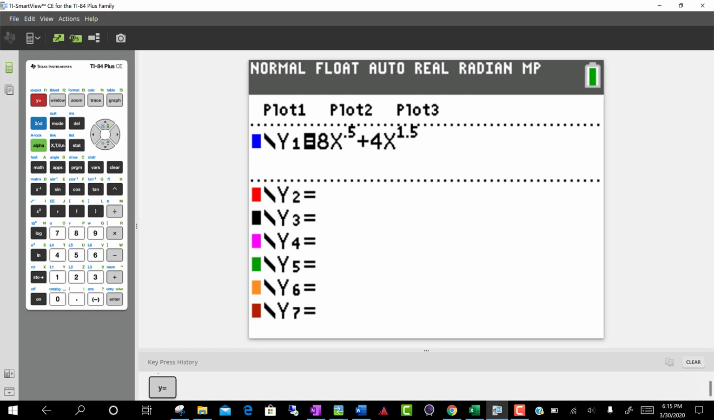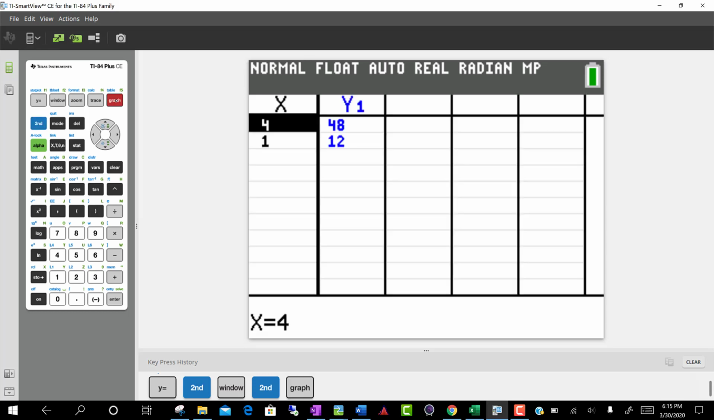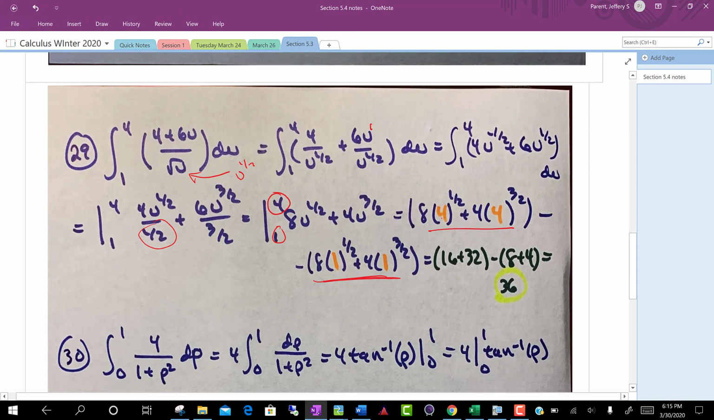And then assuming that you've set things up in terms of your table so that you have things set to ask for the independent, you can go to graph and then just type in the numbers that you need. So at 4, the value of the function is 48, and at 1, the value of the function is 12. Perfect. It's exactly what we're looking for. So this turned out to be 48, that turned out to be 12, and guess what? The difference is 36. Nice.